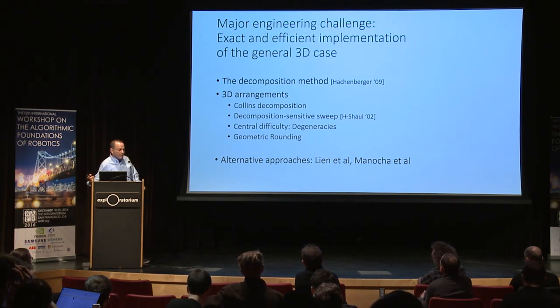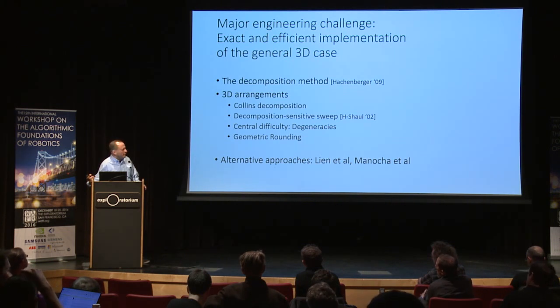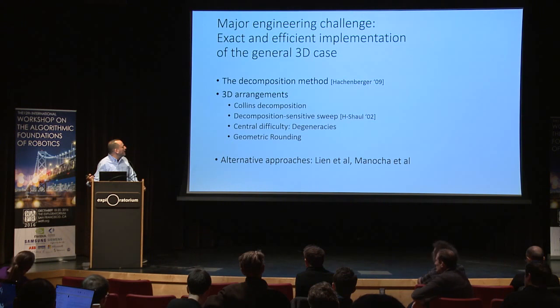Peter Hachenberger came up with a solution. It's still very, very slow and not totally robust, at least as I hear. One of the problems is that we don't have a complete solution to the 3-dimensional software problem. There are many issues on the way. I want to mention the degeneracies. These are very hard.